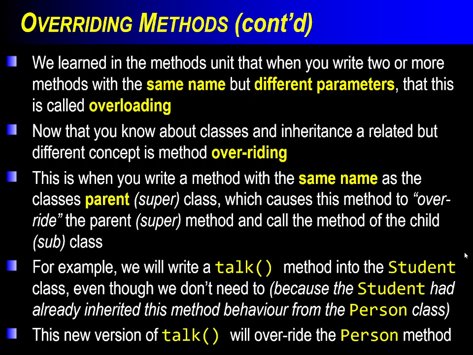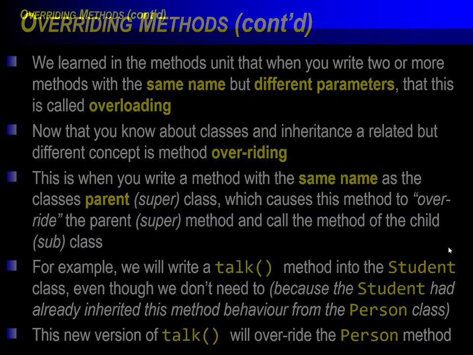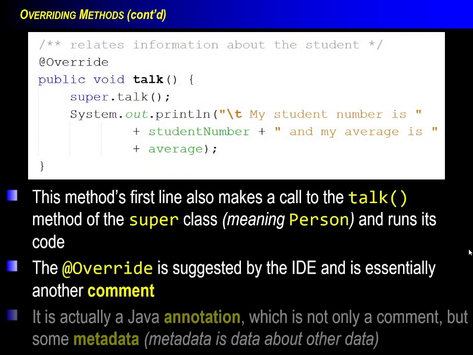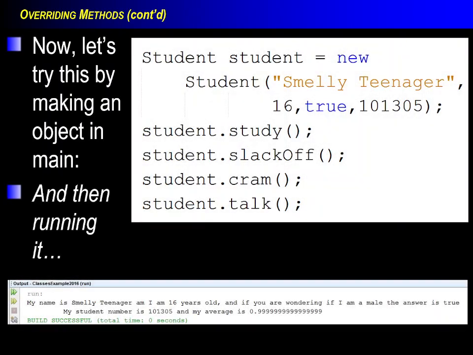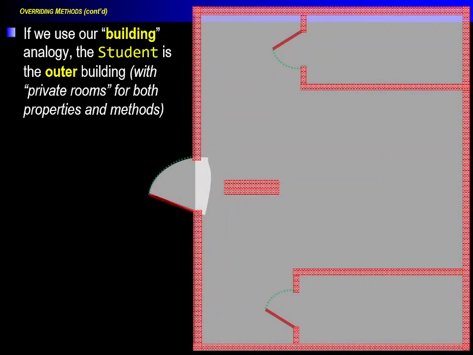And you can see examples of this in both the 30 and the 40S units on classes, where we used a talk method, and then we overrode that talk method of person in our student class, so that when the student calls the talk method, it uses the overridden method from its own class.